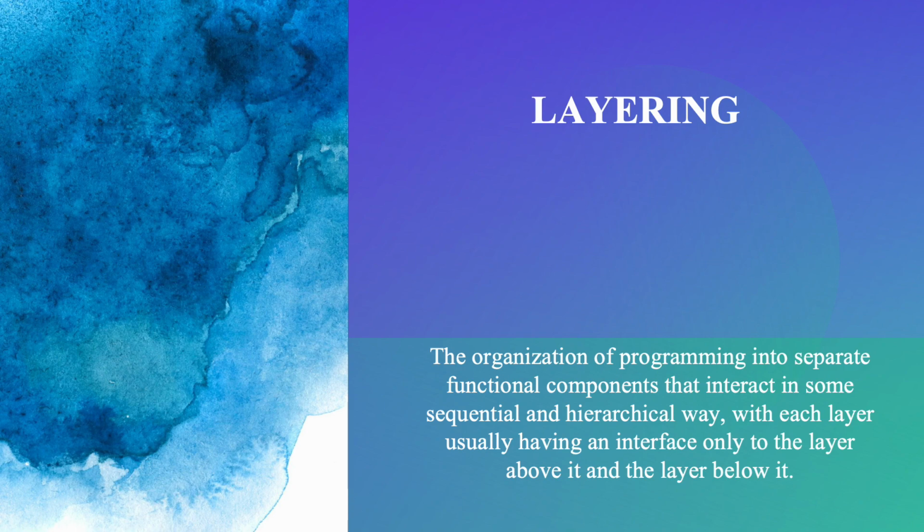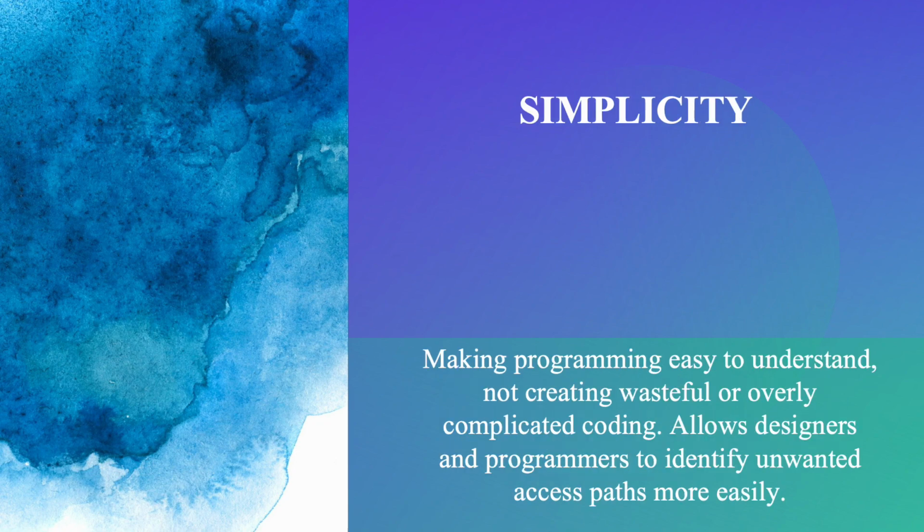Layering is the organization of programming into separate functional components that interact in some sequential and hierarchical way, with each layer usually having an interface only to the layer above it and the layer below it. Simplicity is making programming easy to understand, not creating wasteful or overly complicated coding. It allows designers and programmers to identify unwanted access paths more easily.